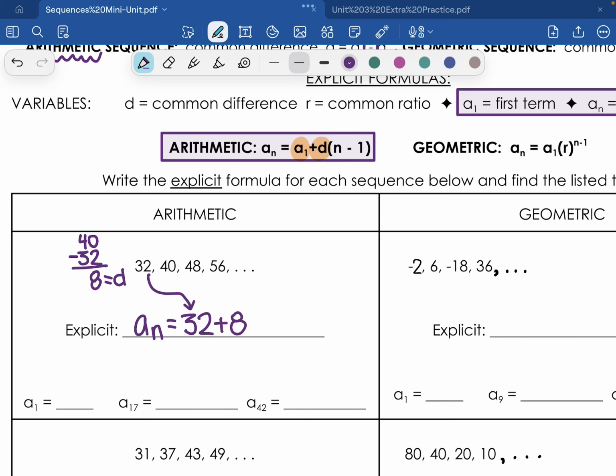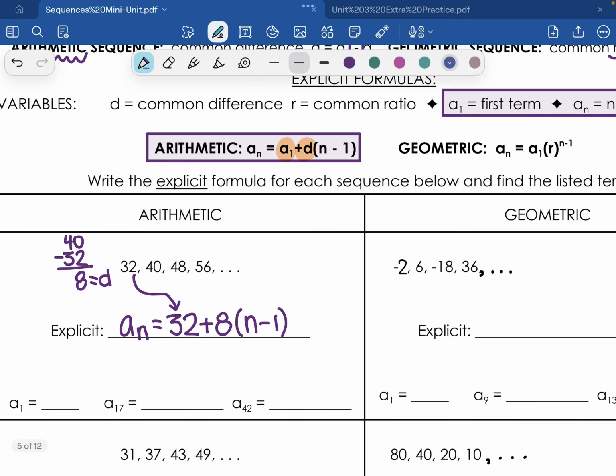Then we put those parentheses we see in the pattern and we write n minus 1. We leave that, kind of like point slope form, but it's not point slope form. Then we use that to answer the bottom part, okay? So A1, well, that's just the first term. We already know that the first term in this pattern was 32.